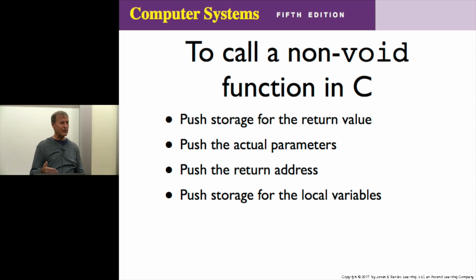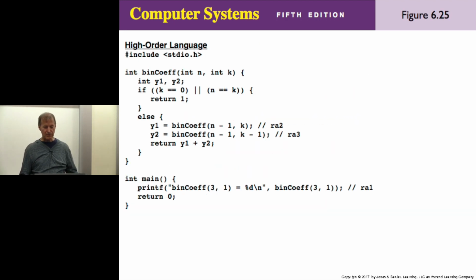So now we've seen how that works before. The only thing that's different now is that we're going to be dealing with a function that is non-void. And here is the program we are going to translate, Figure 6.25. Now this is bin coef, which stands for what? Binary coefficient. Do you remember having to construct the runtime stack for this when we looked at it in C? I hope so, because we had a homework assignment that showed how this worked.